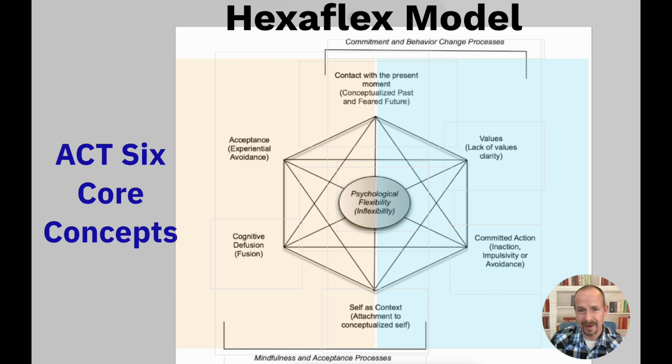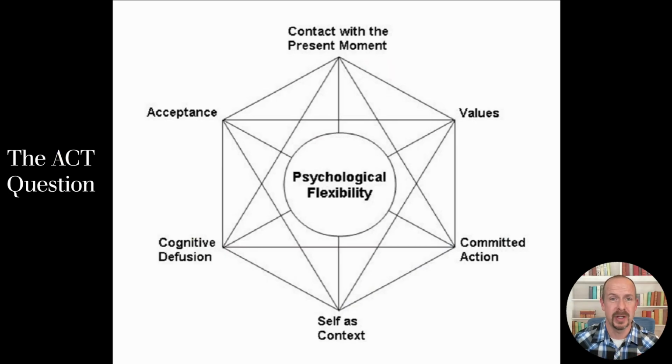This is a summary of the Hexaflex model. It's important to go back and understand each of the core concepts and how they relate to psychological flexibility. Again, each one connecting to another depending on where the client's at and what they're struggling with at the time. So how do we know if we've achieved psychological flexibility? Well, we can understand this by asking what's called the ACT question. This begins at the bottom with self as context.